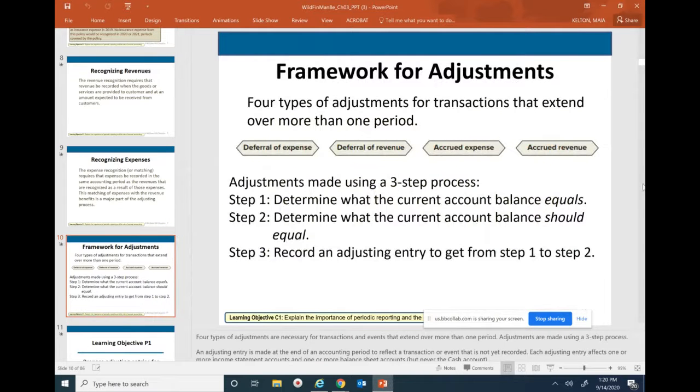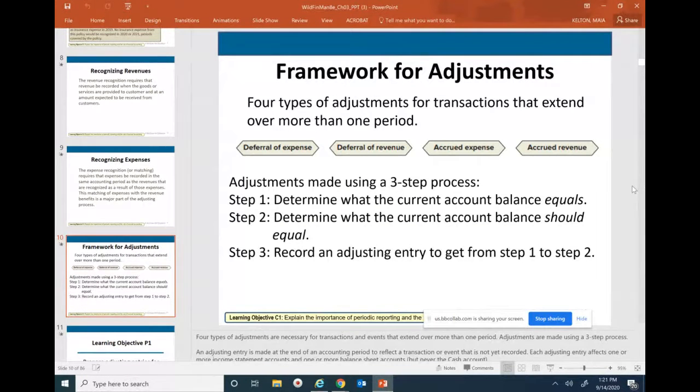So here's the framework for adjustments. There are 4 types of adjusting journal entries. And those 4 types are deferred expenses, deferred revenues, accrued expenses, and accrued revenues. So let me just change the wording a little bit and you'll know what I'm talking about.